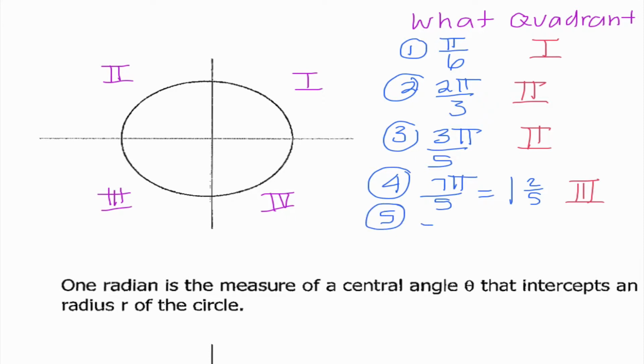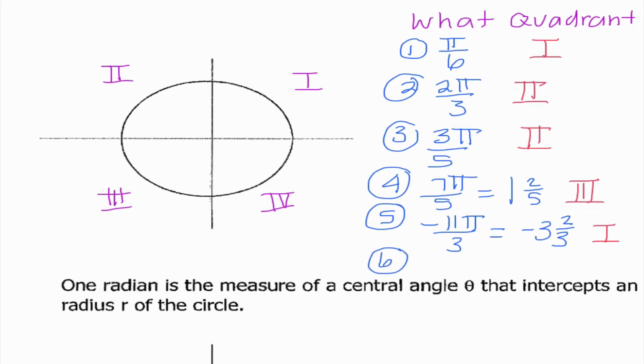Number 5, what if we had negative 11 pi over 3? So I'm going to think of this as negative 3 2/3. So first of all, since it's negative, that is changing the direction I'm moving. Now I'm going to move clockwise. So I'm going to move 1, 2, 3 semicircles, and then 2/3 of a semicircle would end up over here somewhere in quadrant 1.